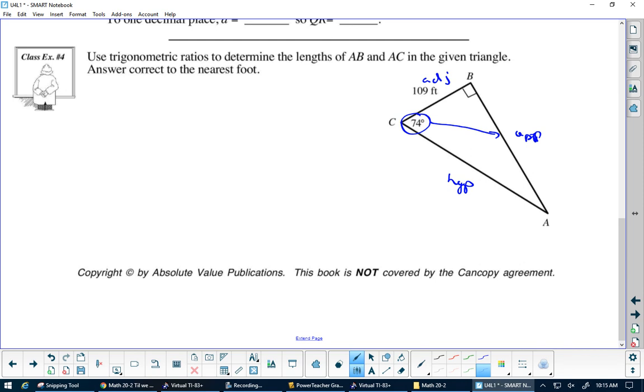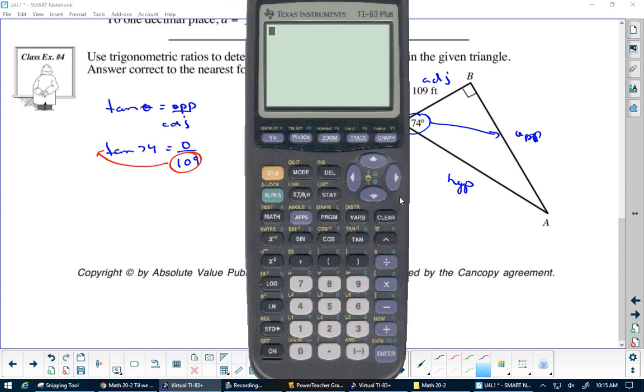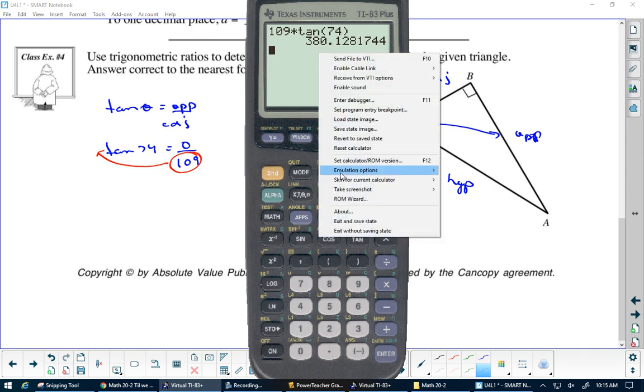Okay, so AB from here is my opposite, and I know my adjacent. So let's do tan for that one, right? Because tan theta equals opposite over adjacent. Tan 74 equals the opposite, we could just put O, and my adjacent is 109. Okay, now the way we do it is we bring this up here and clear, and we would just go 109 times tan 74, enter. So that's 380 feet. So I'm going to take a screenshot.